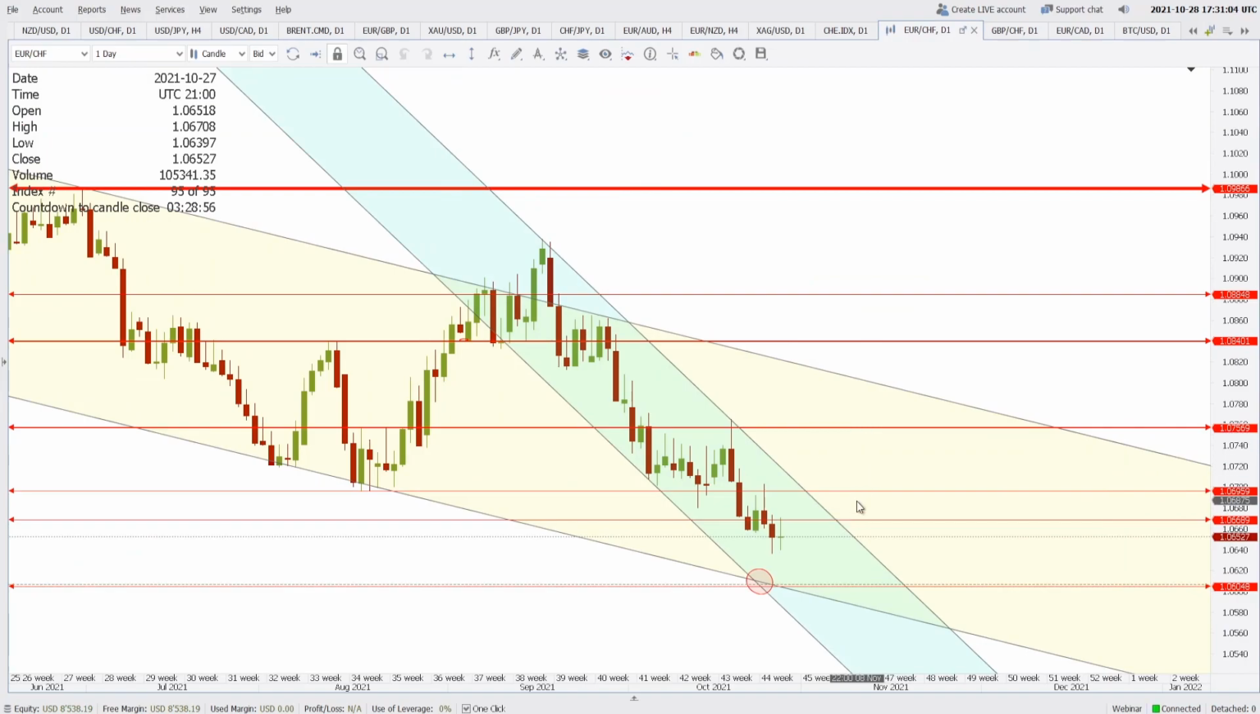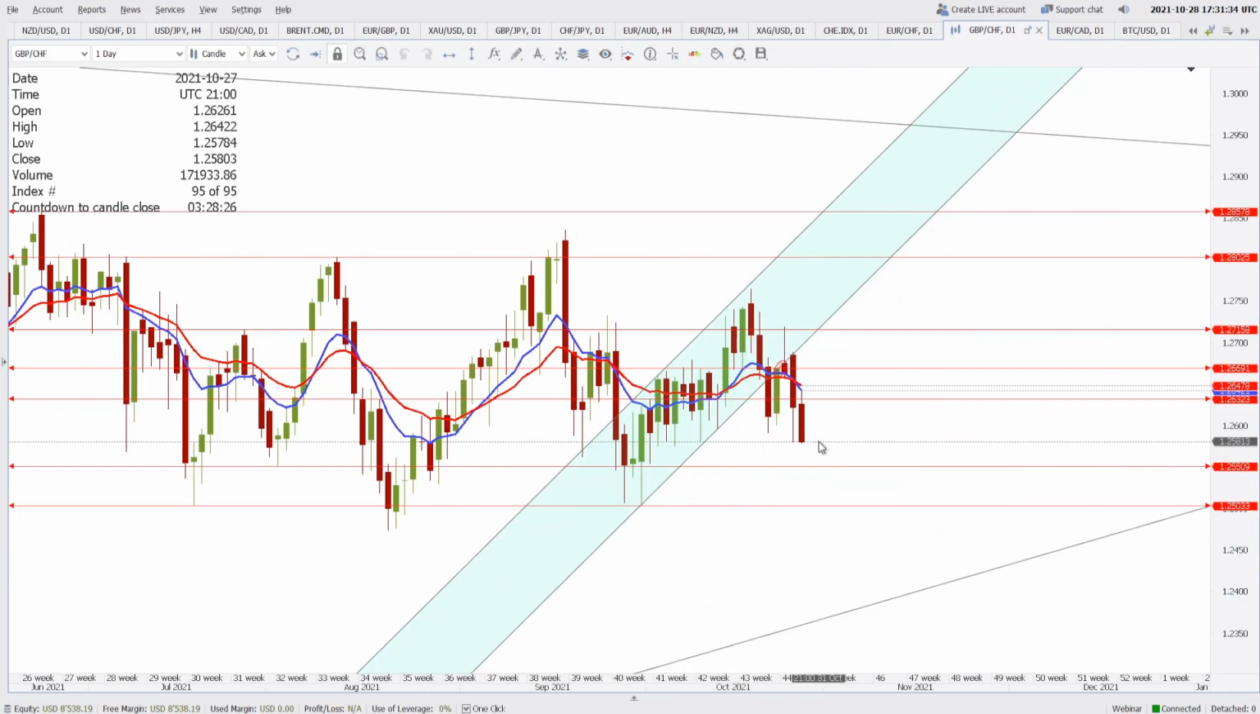EURCHF is trading between the support and resistance. The resistance is at 1.0668, which was tested today also, and the support is at 1.0604. See, euro is also strong today, CHF is also strong, so the price is making a doji on a daily candle. So expect something like this only if the euro keeps appreciating along with CHF. But if there is a negative correlation between any of the two, the price may go back to 1.0604, which is the next level of support here.